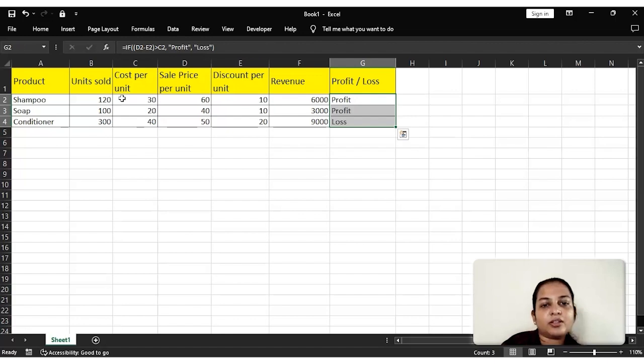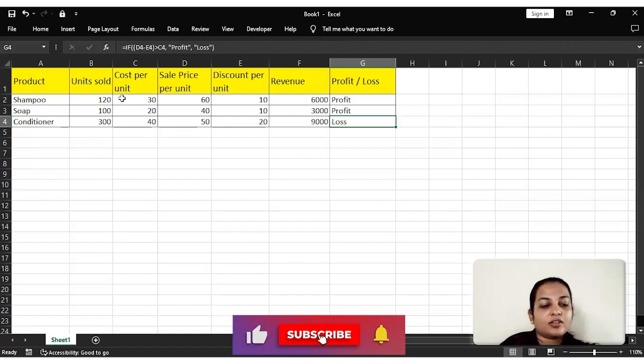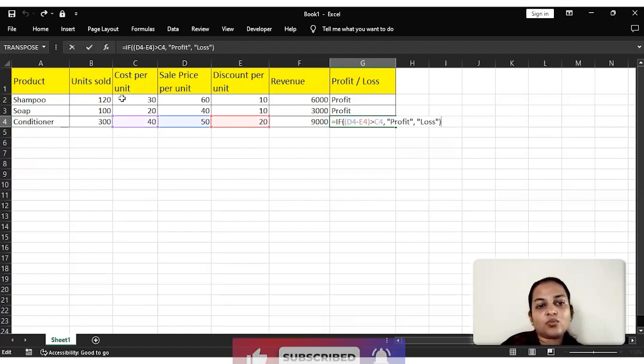Similarly, copy paste the formula, Control D. Alright, the last product that is conditional is actually giving me false. The false value is given as loss. So let me just edit the formula and let's see what is exactly happening here. When I do D4 minus E4, of course 50 minus 20 will give me 30. But 30 is not greater than C4, that is cost per unit, that is 40. So 30 is not greater than 40. That is why it went to the else part, the false part. So that is why it gave me loss.